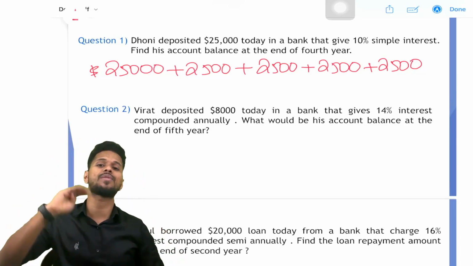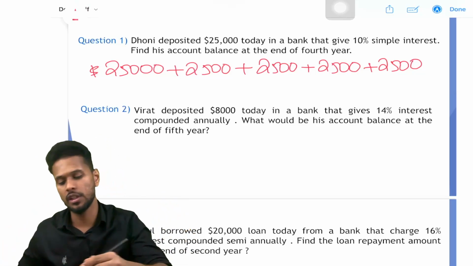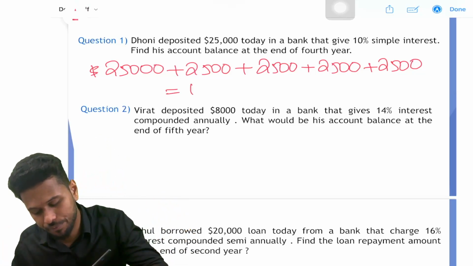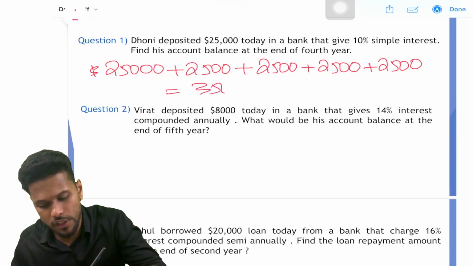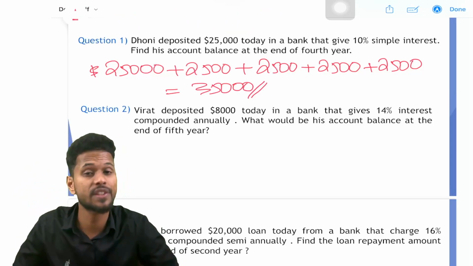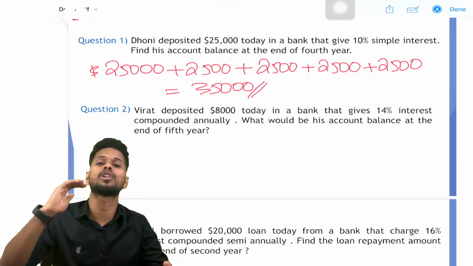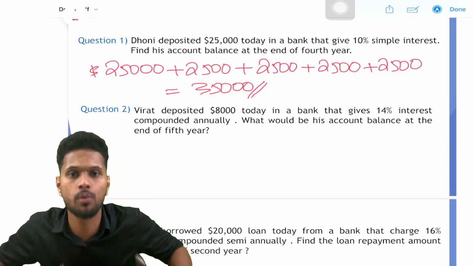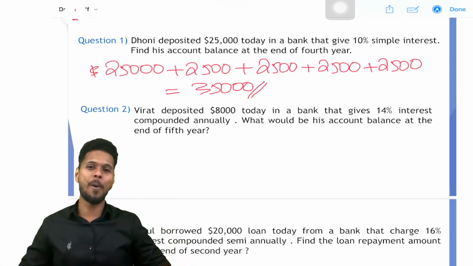So for 2,500, that is 10,000 is the total amount of interest. So 10,000 plus 25,000, the total amount is 35,000. Okay, so 35,000 is the account balance at the end of the fourth year. Total interest is 10,000, amount deposited is 25,000, so the total balance in your account at the end of the fourth year is 35,000. Hope it is clear.